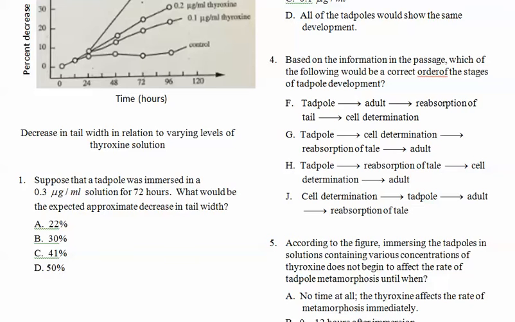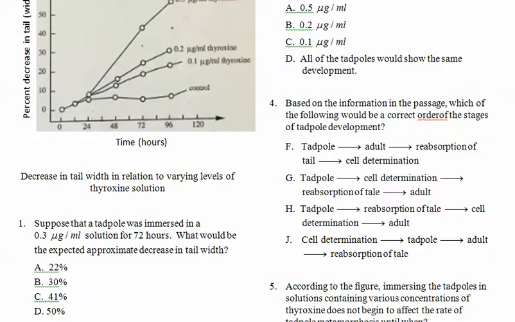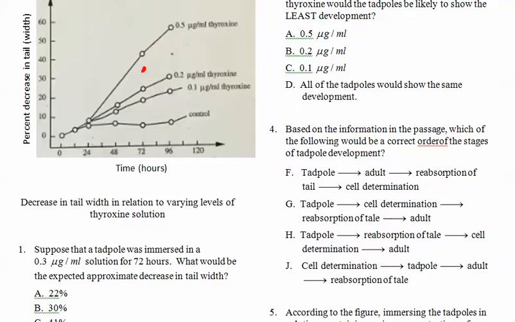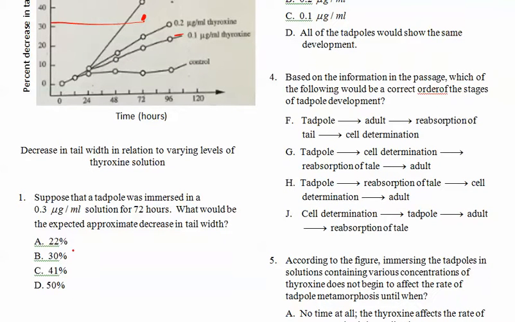Suppose tadpoles immersed in 0.3. We don't have 0.3 for 72 hours. 72 here is right about here. 0.5, 0.2, 0.3 would actually be a little bit lower than that. So we're looking at about 31, 32. The only one close to that is 30%. So 1 is B.